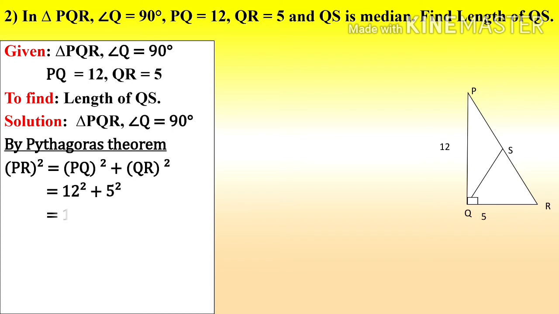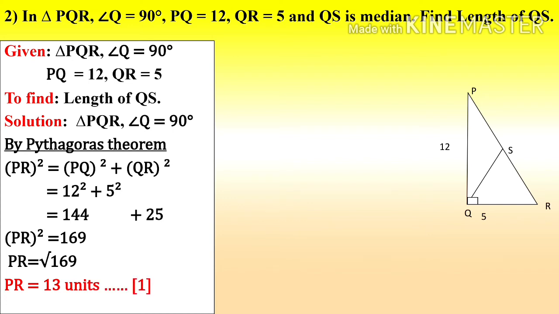Square of 12 is how much, student? 144, and square of 5 is 25. So addition of 144 plus 25 is how much? 169. And square root of 169 is how much, student? 13. Therefore, the value of PR is 13 units. So here we got the hypotenuse PR.